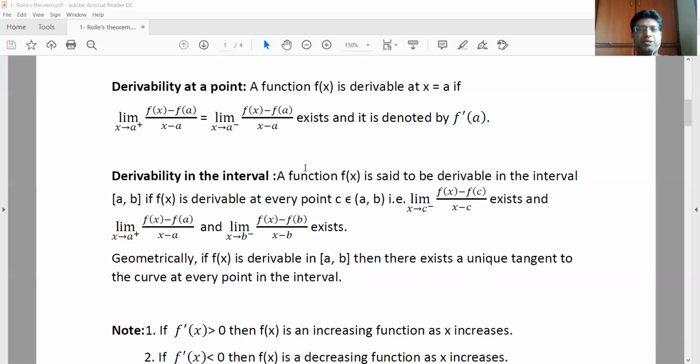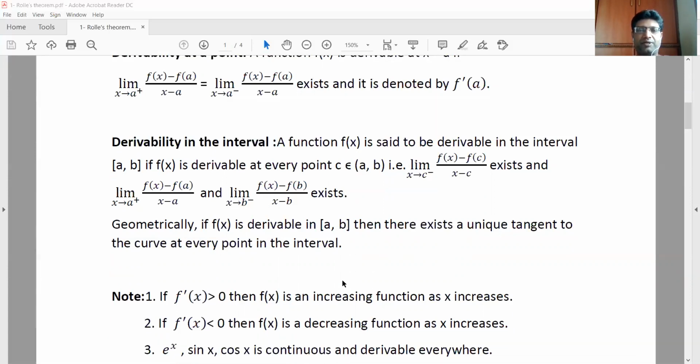Coming to derivability in the interval, a function is said to be derivable in the interval (a, b) if f(x) is derivable at every point c belonging to the open interval (a, b). That is, the limit as x tends to c of (f(x) minus f(c)) by (x minus c) exists, and the limit as x tends to a plus of (f(x) minus f(a)) by (x minus a), and the limit as x tends to b minus of (f(x) minus f(b)) by (x minus b) exist. Geometrically, if f(x) is derivable in the closed interval [a, b], then there exists a unique tangent to the curve at every point in the interval.